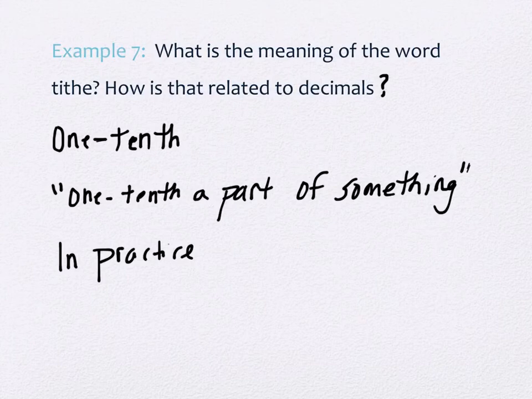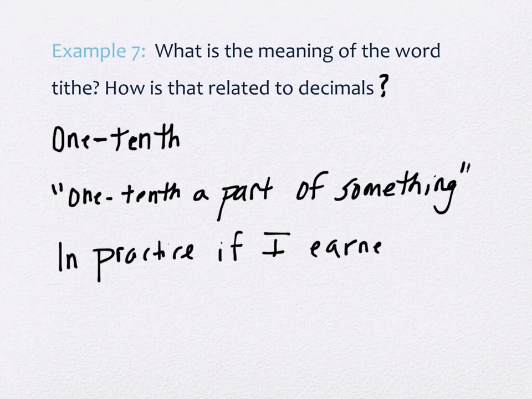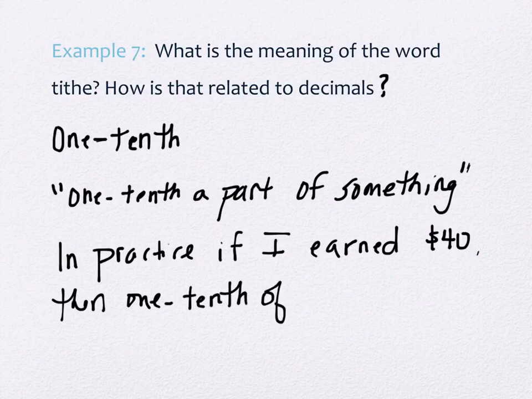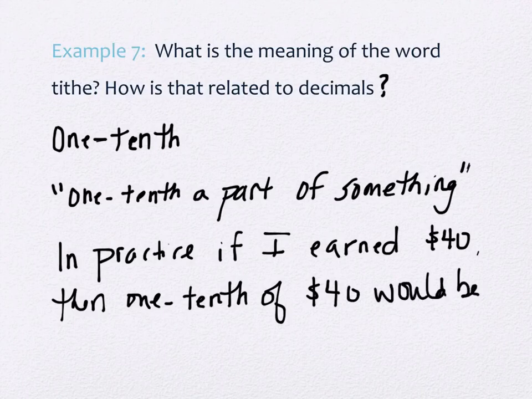That's true. I was thinking more in terms of what happens when we actually take 1/10 of an amount of something. So let's say, for instance, that you did some babysitting or maybe house sitting or something like that for someone and they gave you some money. How much money might they give you? $40. Okay. So in practice, if I earned $40, then 1/10 of 40 would be what? Right, it would be $4.